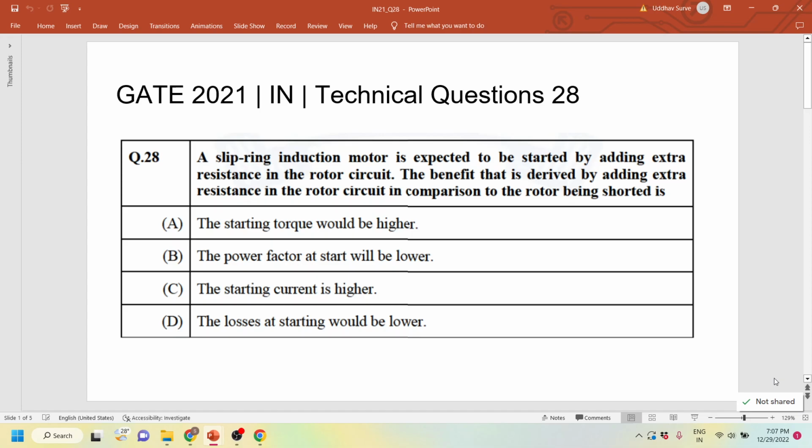Again, the next question is from machines. GATE 2021 Instrumentation, Technical Question 28. A slip ring induction motor is expected to be started by adding extra resistance in the rotor circuit. The benefit that is derived by adding extra resistance in the rotor circuit, in comparison to the rotor being shorted, is: A, the starting torque will be higher; B, the power factor at start will be lower; C, the starting current is higher; or D, the losses at the start will be lower. Which option is correct?